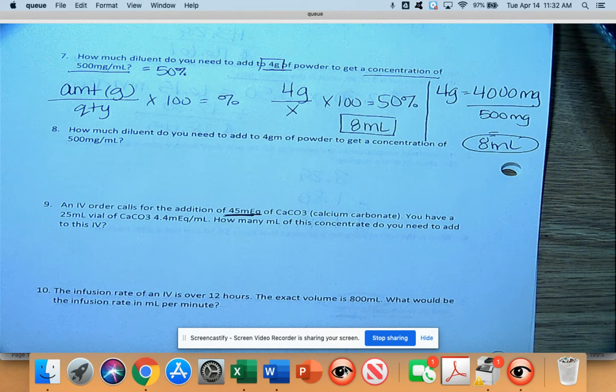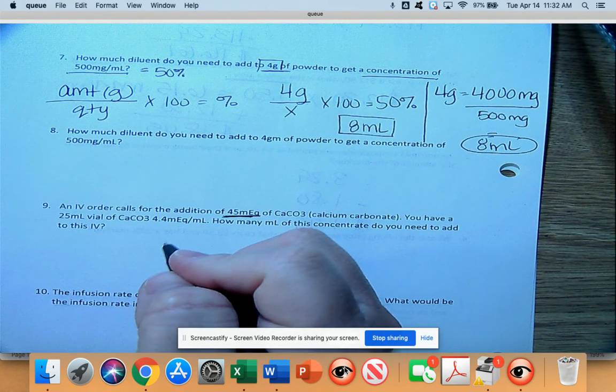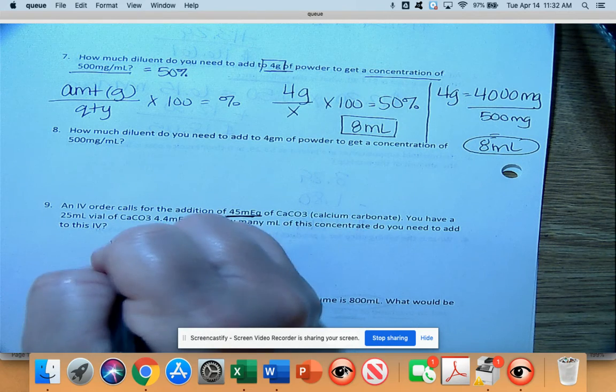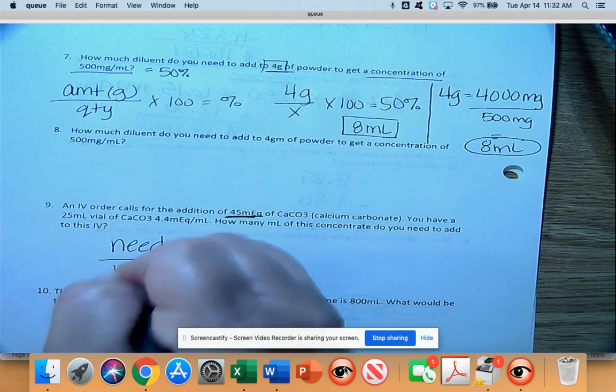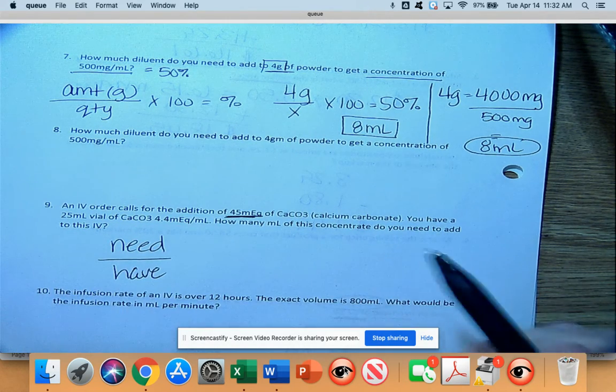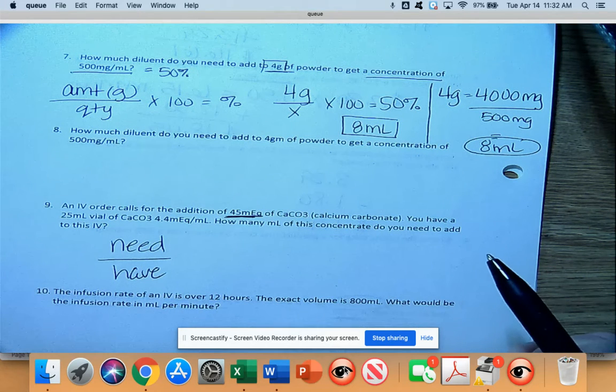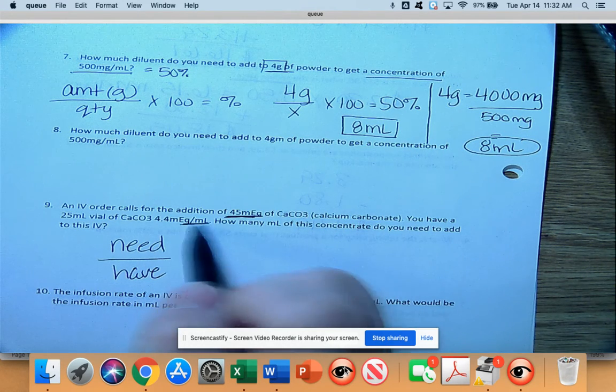I did this, I believe, with alligations, and I told you that usually they would add these kinds of supplements or nutrition to things like TPNs. When you're working with milliequivalents, you basically take what you need and divide it by what you have. You need to be sure it is per 1, and it is already per 1 milliliter, so we're good.